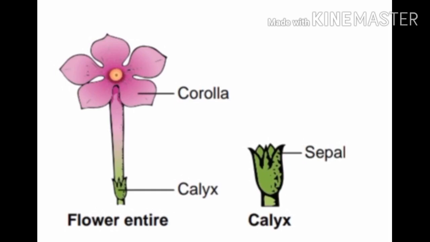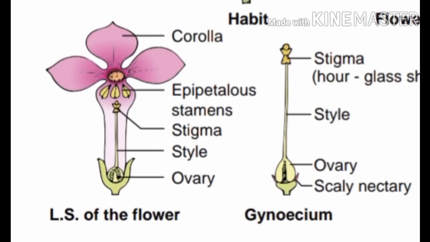Let's move to the androecium part of this flower. Stamen is 5. You can find 5 stamens. They are stuck to the corolla tube, so it is called epipetalous. It has filament, and anthers are present. It is dithecous. It is inside the flower; you cannot find it outside. It is inside, so it is introrse.